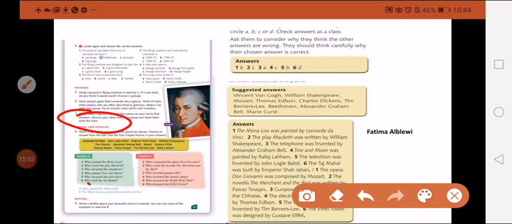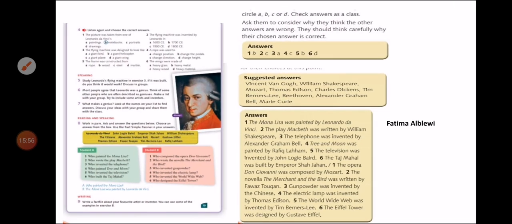Now here we have student A and student B, okay? Student A is going to ask the question and student B is going to answer it, and also ask another question. Student A: Who painted the Mona Lisa? Who painted the Mona Lisa? B, what will they say? The Mona Lisa was painted by Leonardo da Vinci. Okay?